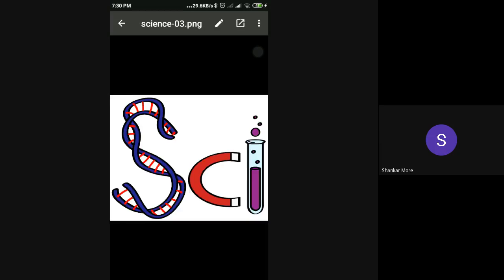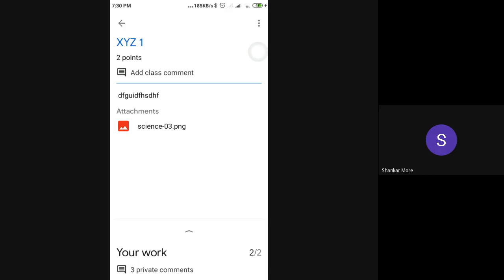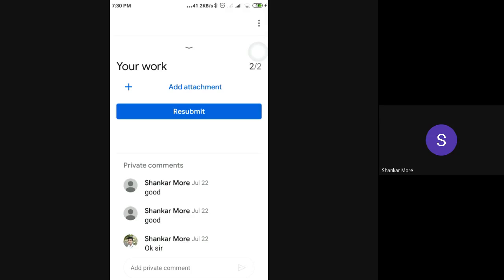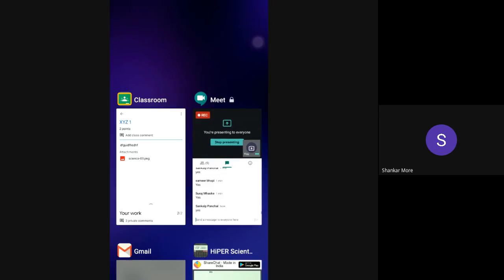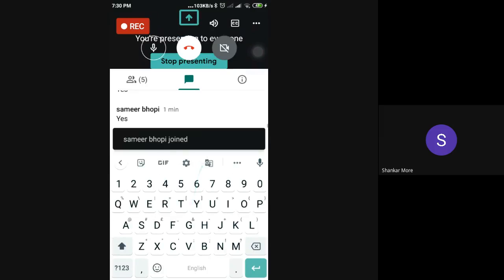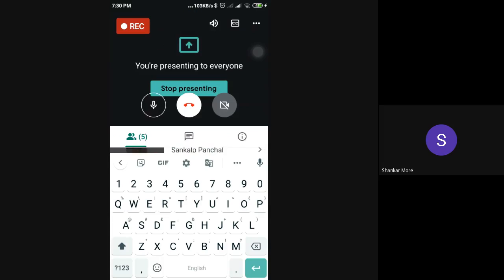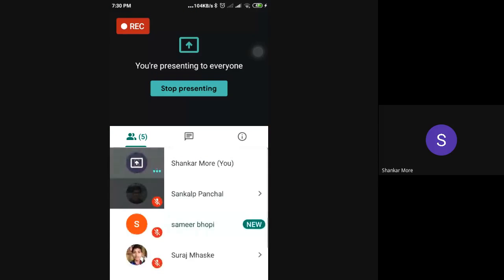These will be the questions, and you will write your answers on your notebook, and then you will take photos of your notebook, and then you will upload those photos from this section by adding attachment. So this is how, and once you turn in or hand in the assignment, then it's done from your side. You don't have to do anything extra. So this is how you have to use Google Classroom. It's very easy, I think, isn't it?